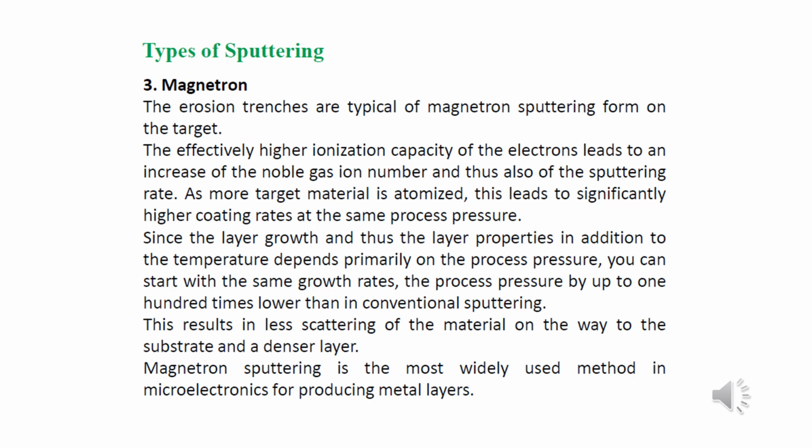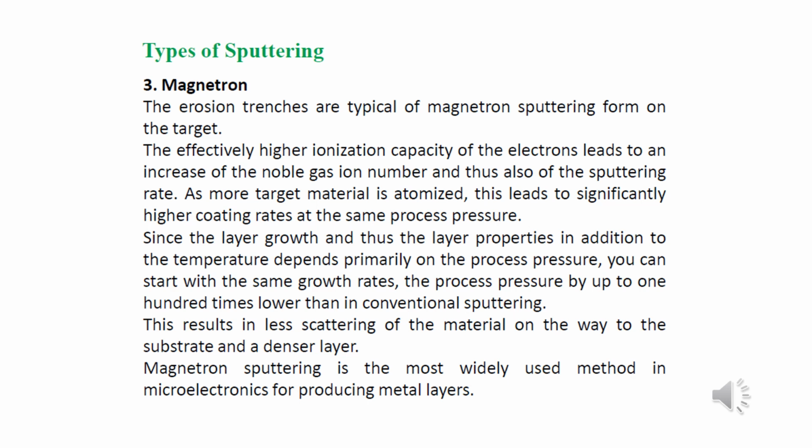Erosion trenches are typical of magnetron sputtering on the target. The effectively higher ionization capacity of the electrons leads to an increase of the noble gas ion number and thus also of the sputtering rate, as more target material is atomized. This leads to significantly higher coating rates at the same process pressure.